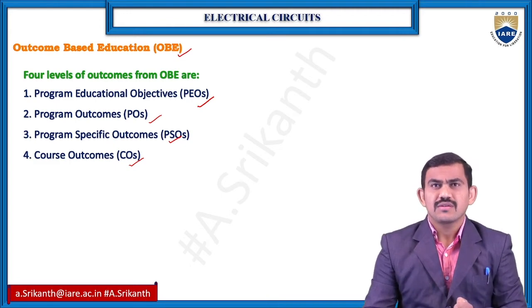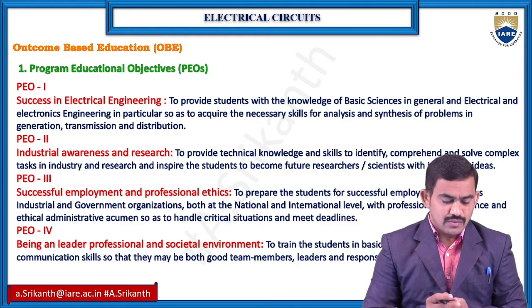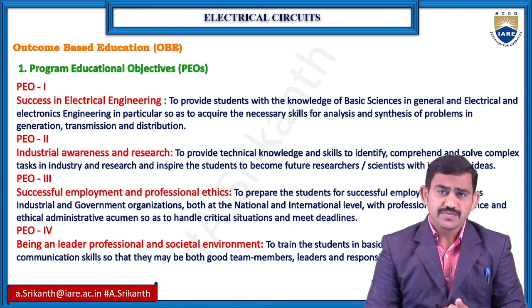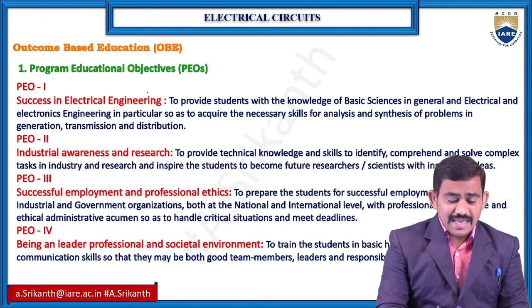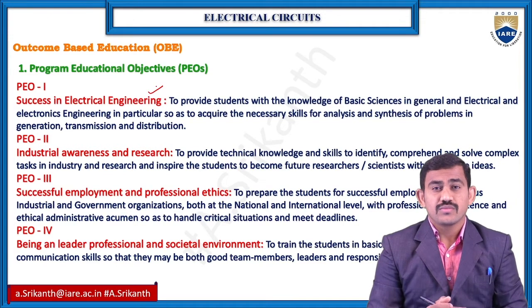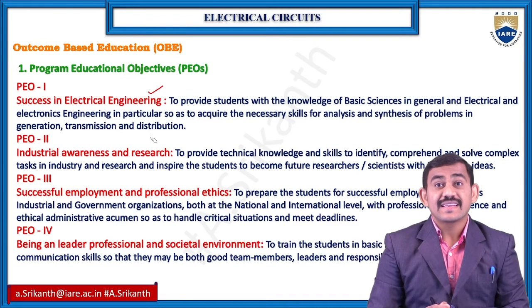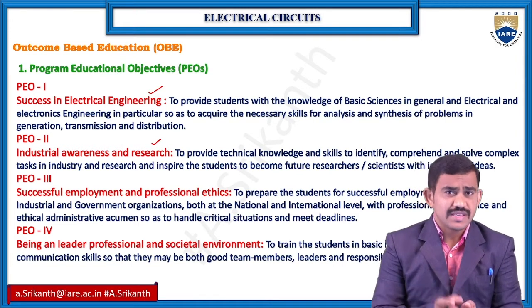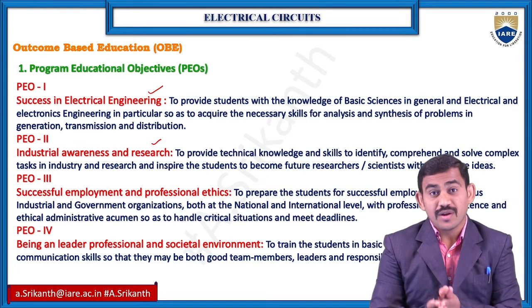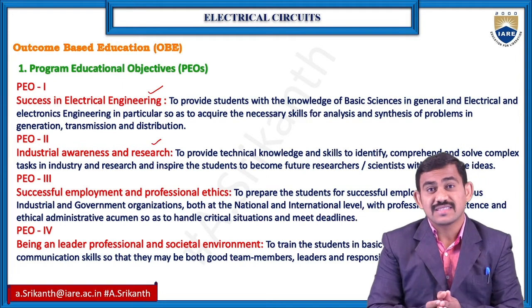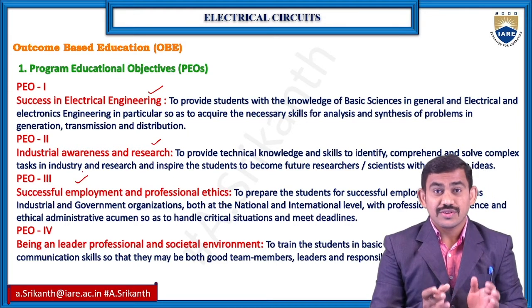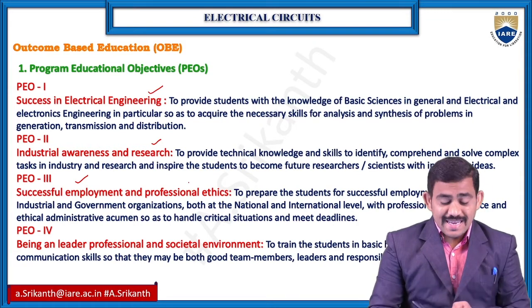Okay, so we will check it one by one now. For program educational objectives, we have 4 for our college. The first one is success in electrical engineering. Every student needs to succeed in our electrical engineering. The second is industrial awareness and research. When I get a degree, I will get some knowledge of industry as well as research. And we also have successful employment and personal ethics.